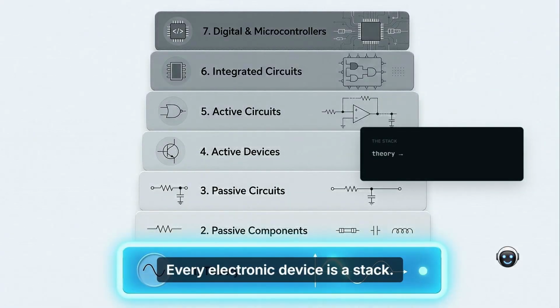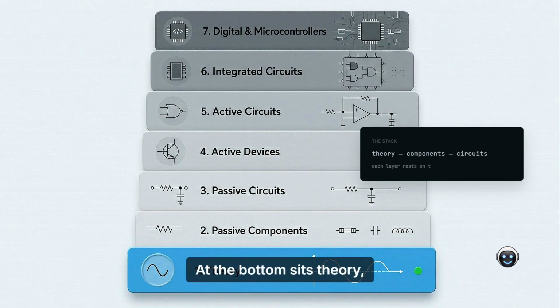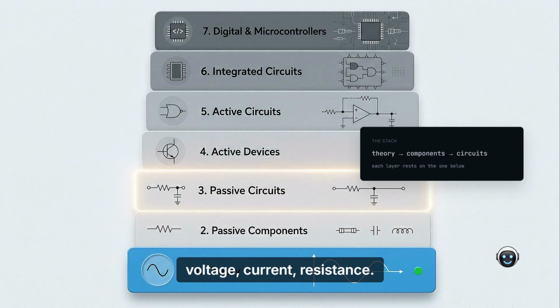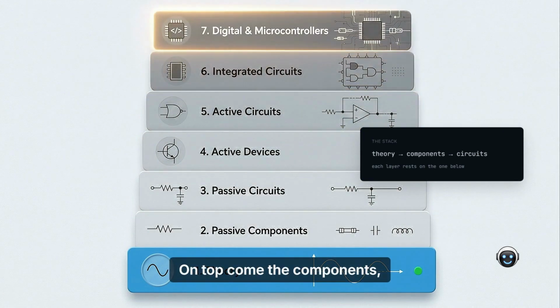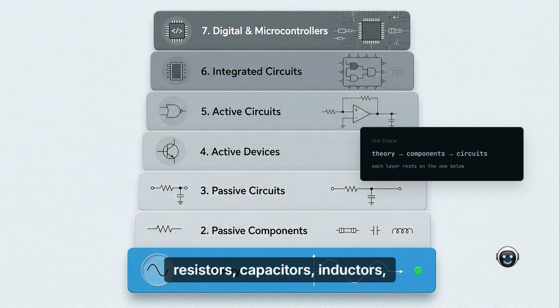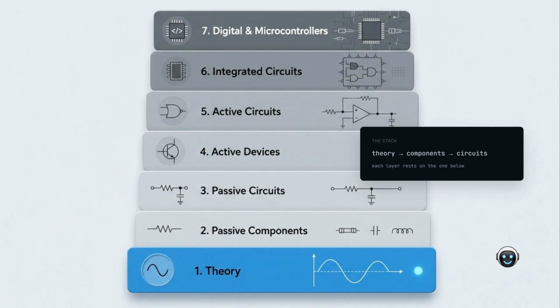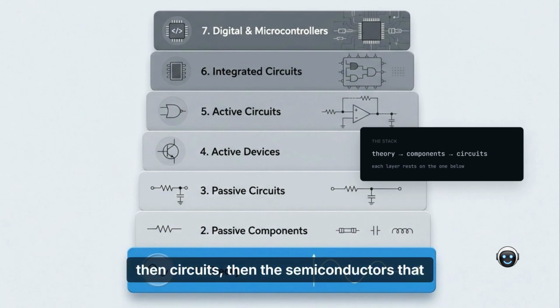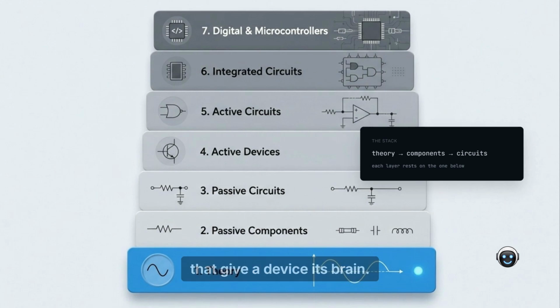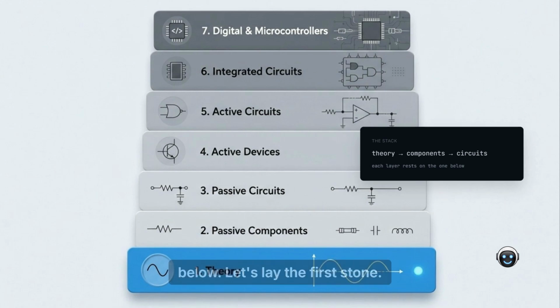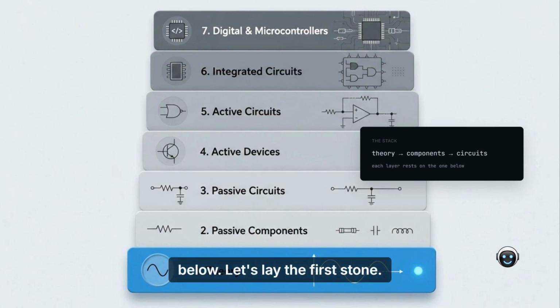Every electronic device is a stack. At the bottom sits theory: voltage, current, resistance. On top come the components: resistors, capacitors, inductors. Then circuits, then the semiconductors that make chips, and finally the microcontrollers that give a device its brain. Each layer rests on the one below. Let's lay the first stone.